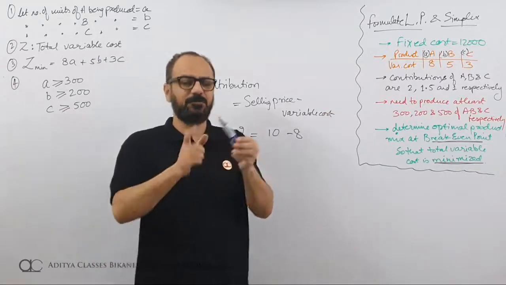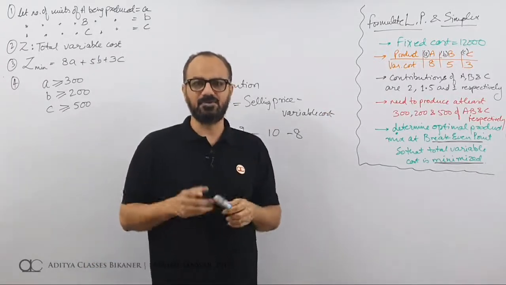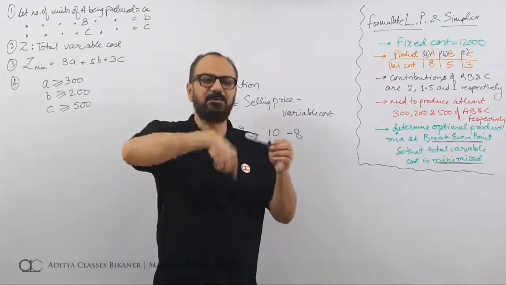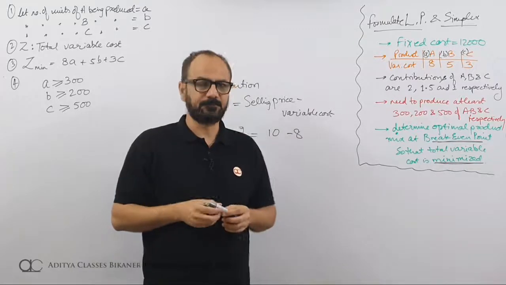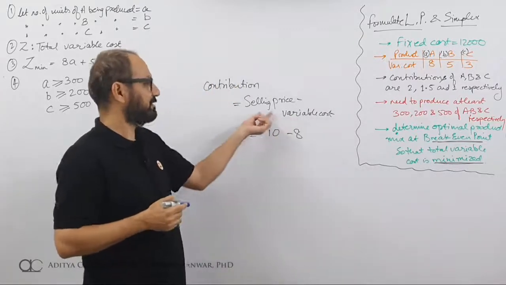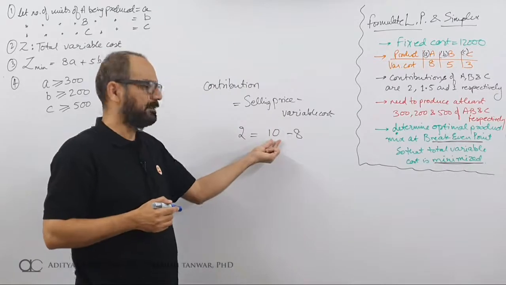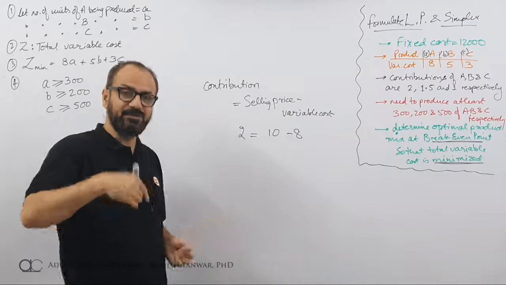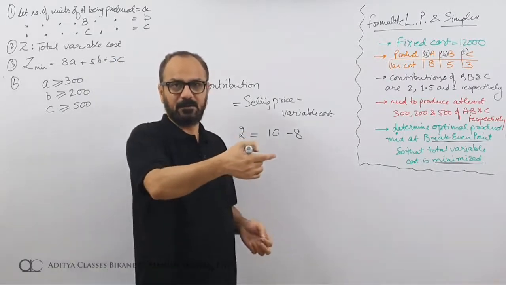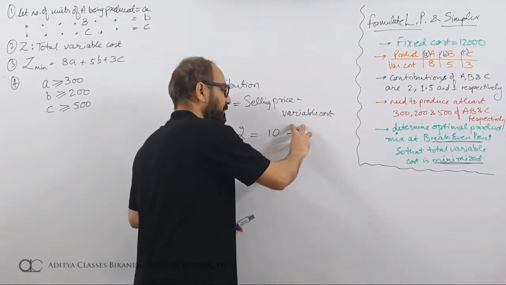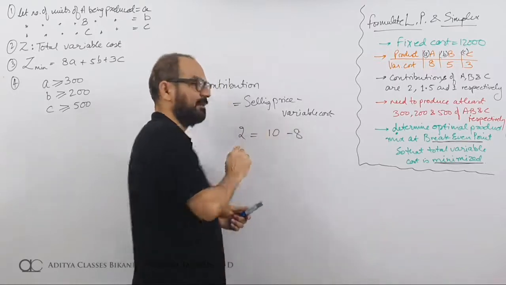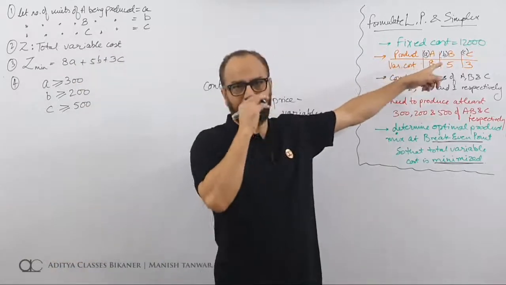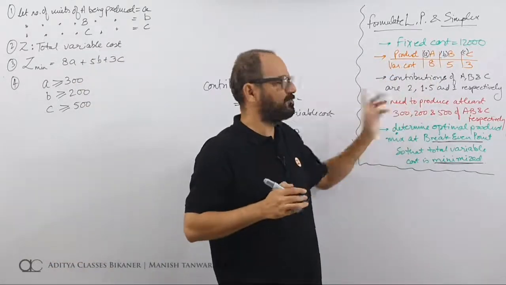What is variable cost? The cost of raw material in this pen, the cost of the labor I have put into making this pen, the cost of labor I have put into sticking this sticker. So the idea is variable cost has been recovered, 8 rupees, I have sold it for 10 rupees, and there is an addition of 2 rupees. So after recovering the variable cost, I am left with 2 additional rupees when I sell 1 unit of A. When you sell 1 unit of A, your contribution is 2 rupees.